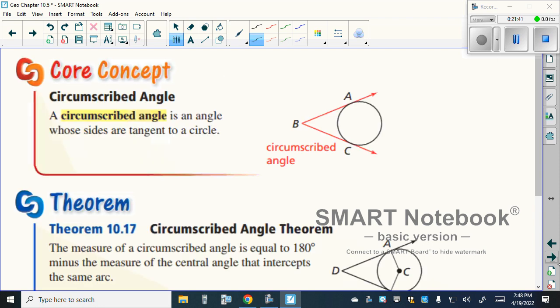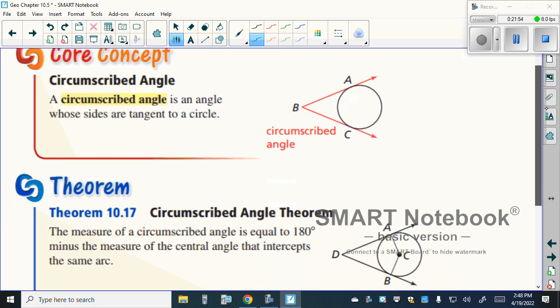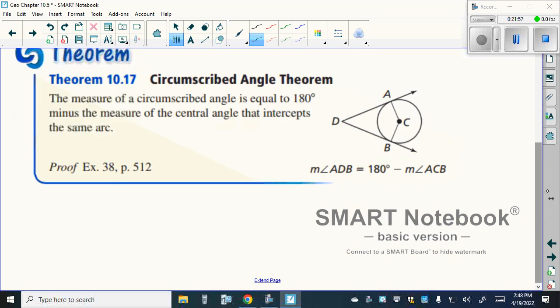We're going to move on to the last type. The last type of problems that we're going to look at today. And what we have here is a circumscribed angle. A circumscribed angle is an angle whose sides are tangent to a circle. And it works out that the circumscribed angle theorem states that the angle outside and the central angle are going to add together to be 180. These two angles here are going to add together to be 180 degrees. Or we can say that the exterior angle is equal to 180 degrees minus the central angle.